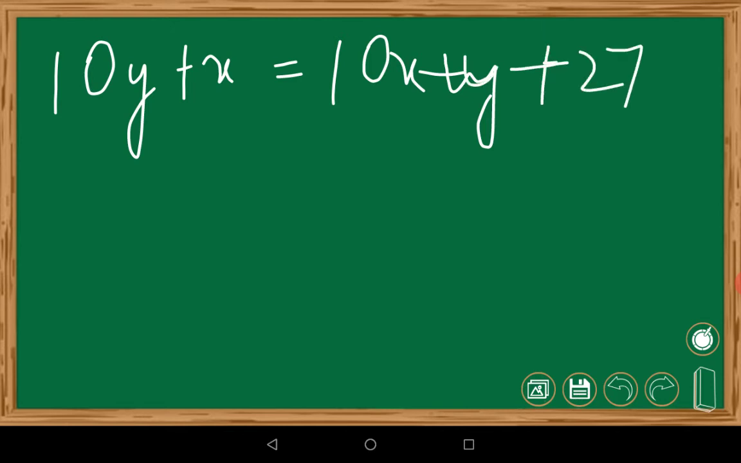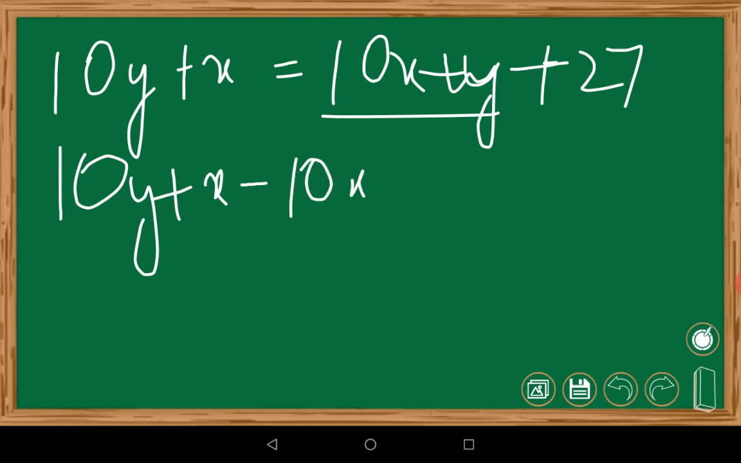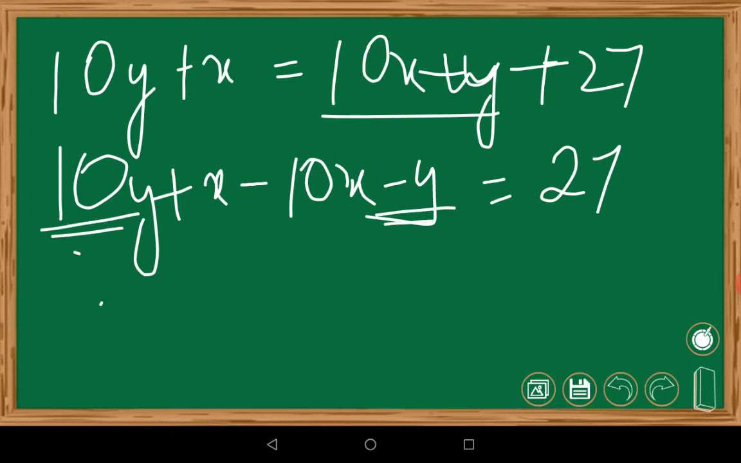Okay, now when we interchange, we can make changes as much as we want. So what I did is, I brought all the variables to one side, then x plus x, same. Then these two also I brought this side. Then it will be minus 10x minus y equals 27. Okay, so it will make this sum easier. So next, what will happen? Obviously 10y minus y is 9y, and x minus 10x is minus 9x, equals 27.